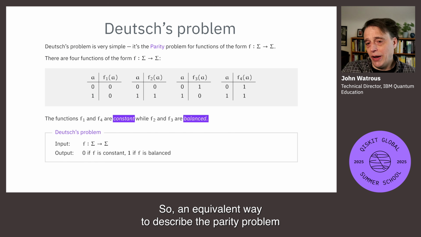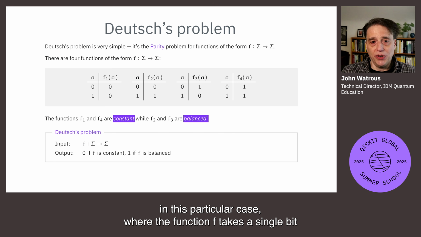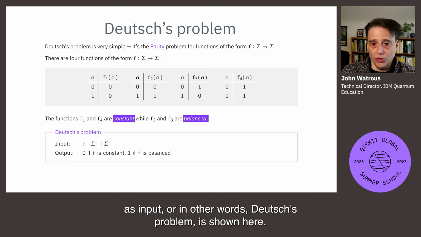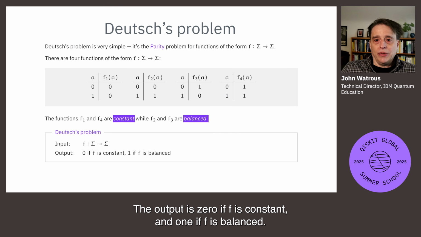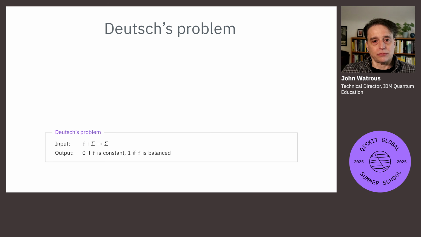So, an equivalent way to describe the parity problem in this particular case, where the function f takes a single bit as input, or in other words, Deutsch's problem, is shown here. The input is a function f from 1 bit to 1 bit. The output is 0 if f is constant, and 1 if f is balanced.